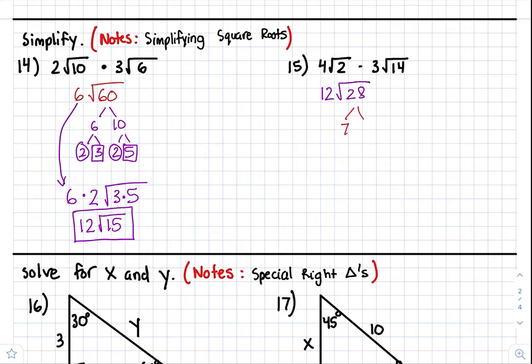Factor 7 and 4, 2 and 2. Got a pair of 2's, leftover of 7, and again, do not forget the 12. So 12 times the pair we found, which was 2, square root of 7, 24 square root 7.